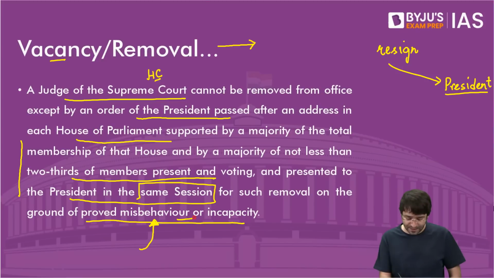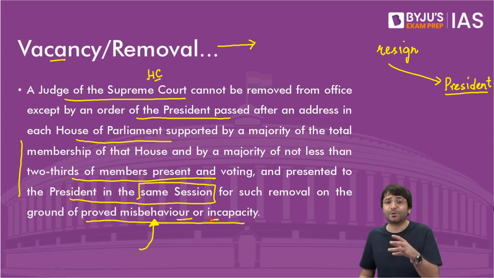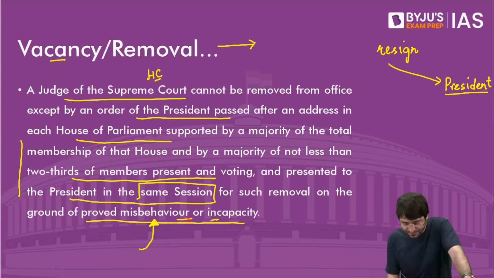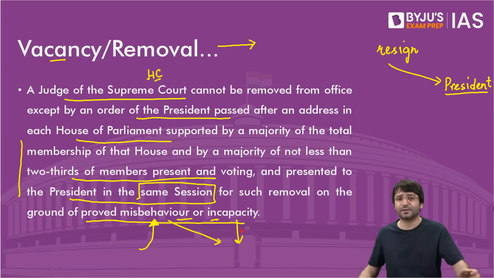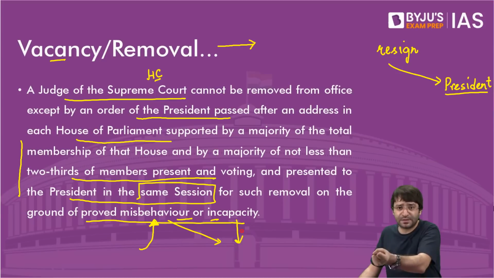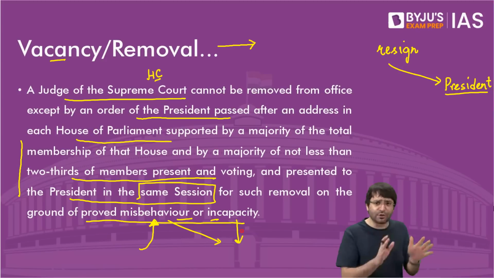What is this proved misbehavior or incapacity? This term has not been defined in the Constitution. But what we can know of this concept is that if somebody has indulged in misbehavior, misbehavior can be corruption, misbehavior can be sexual harassment, misbehavior can be anything. Or incapacity means when we appointed you, you were of sound mind, but now you have turned mentally unsound, which means you don't have the capacity to give a judgment, which means you're eligible to be removed from your office. Constitution mentions only this.